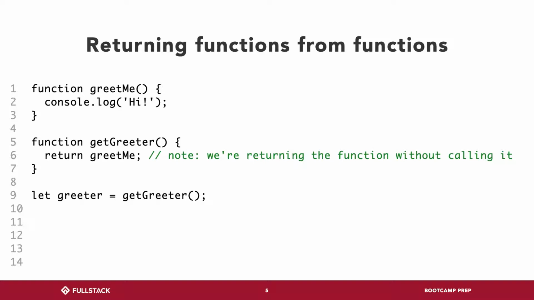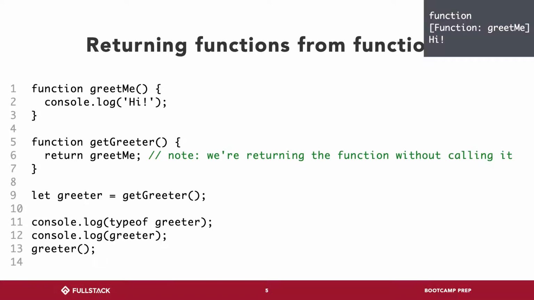So then, if we say let greeter equal getGreeter invoked, and we console.log typeof greeter, and then we console.log greeter, and then we invoke greeter, it's a function. It's the function greetMe, and we get "hi" when we run it. Does this make sense to everybody? Good. Not that complicated, right? Functions are just like any other value, and we can return them. So if we return them and put them in a different value, we can call that value elsewhere, okay?